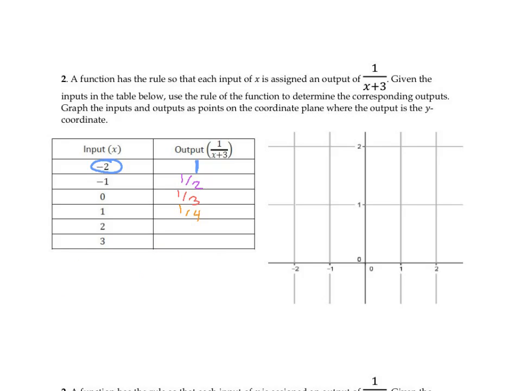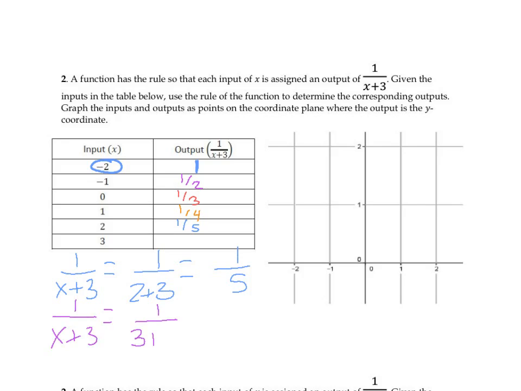Going on to our next input and output set, we're again going to use 1 over x plus 3, and x in this one is 2, so we have 1 over 2 plus 3, and that's 1 over 5, because 3 plus 2 is 5, so we're going to fill in 1 over 5. And on to our last input and output, we're again going to use 1 over x plus 3, and our x is 3, so we get 1 over 3 plus 3, which is 1 over 6. So we're going to fill in 1 over 6.